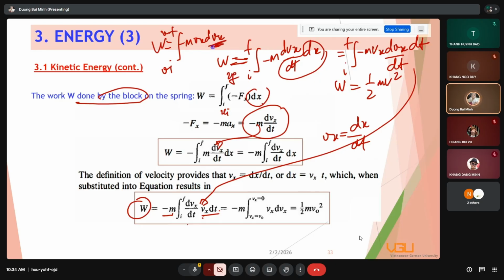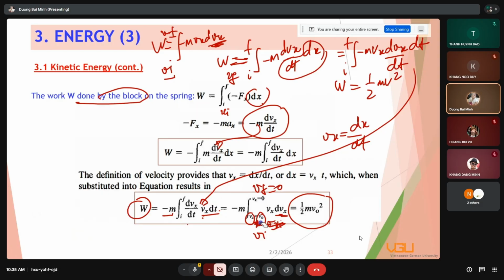Now we take the derivative of Vx, so you get Vi to Vf, okay? Yeah, we change the boundary. If we have dx, this is xi to xf, but now you get dVx. So now you get Vi, and then here is Vf. Okay, and at the beginning, Vi is V0, and when the spring stops, you get Vf is 0. Okay, so finally you get here, this is kinetic energies.